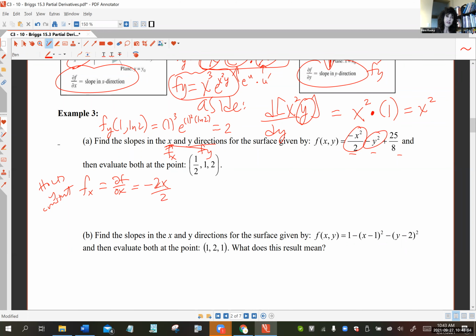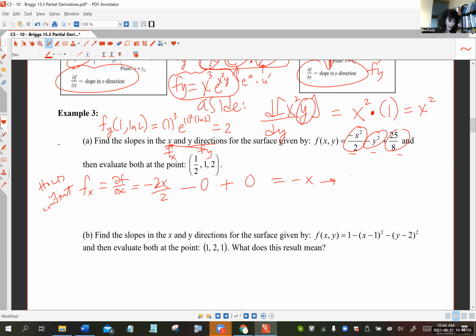What about the derivative of minus y squared with respect to x? Anybody want to guess what that would be? 0. Good. 0, because y squared is a pure number. How about the 25/8? 0. So we have negative x.